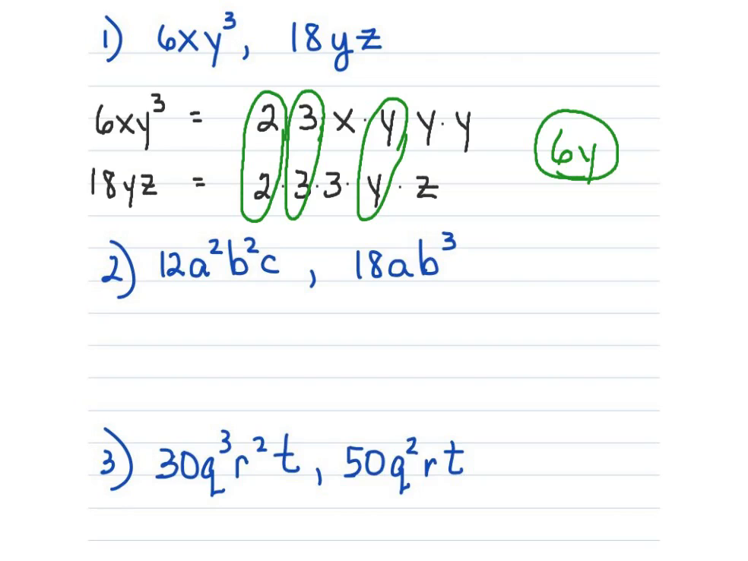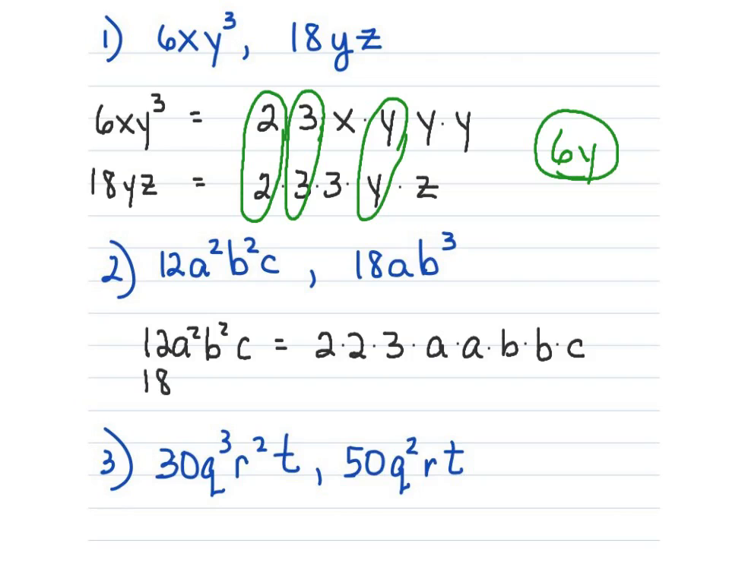Okay, let's try number 2. 12a squared b squared c can be factored as follows: 2 times 2 times 3 times a times b times b times c. And then I have 18ab cubed, and I can factor that as follows: 2 times 3 times 3 times a times b times b times b.